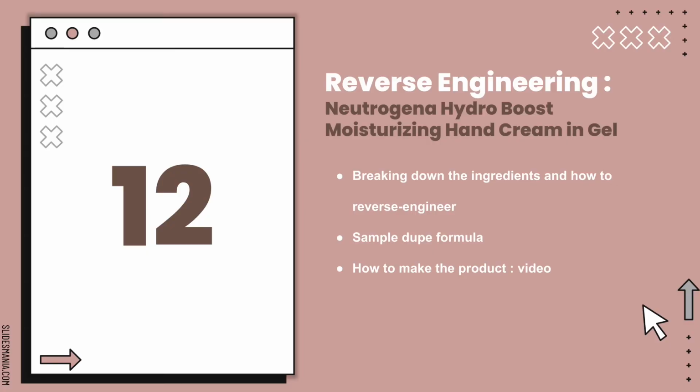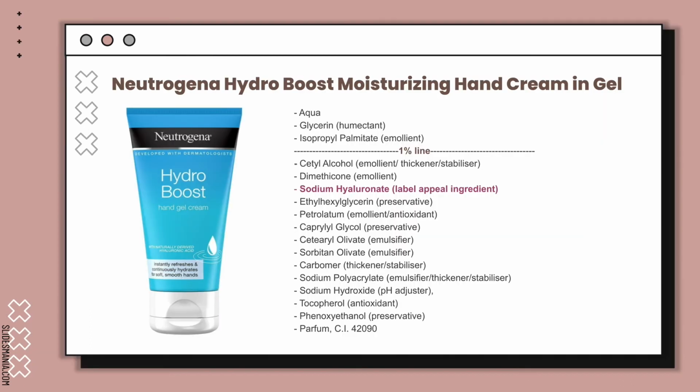The second product we are reverse engineering is Neutrogena's Hydro Boost Moisturizing Hand Cream and Gel. As before, we will break down the ingredients, go over our thinking behind reverse engineering this product, then present the sample dupe formula, and finally demonstrate how to make this product. This hand cream doesn't contain many label appeal ingredients. Sodium hyaluronate is added to support the moisturizing claims. All other ingredients, excluding the fragrance and colorant, are functional ingredients.